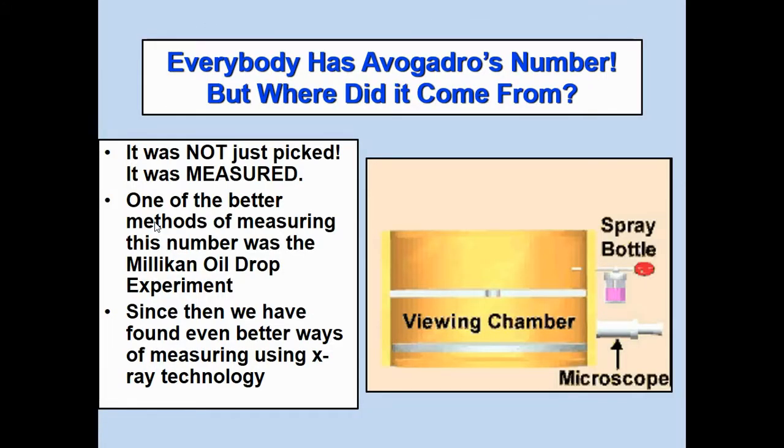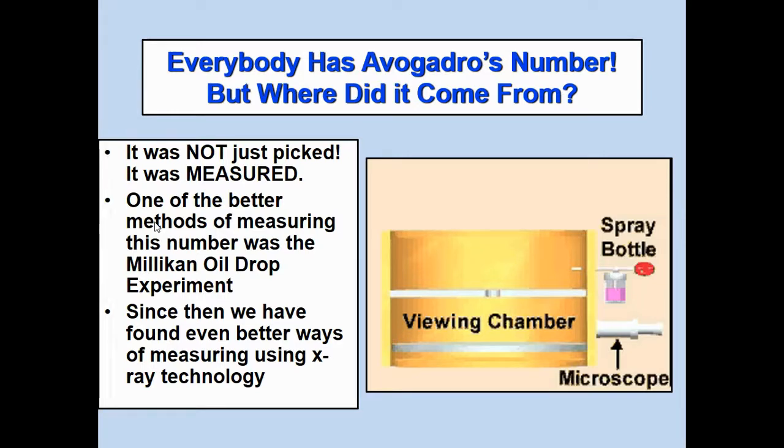So this number, this weird number, is not just some random number. It was a measurement. The way it was originally measured was using the Millikan oil drop experiment. If you look in this PowerPoint, there are some hidden slides, and one of them talks about it.